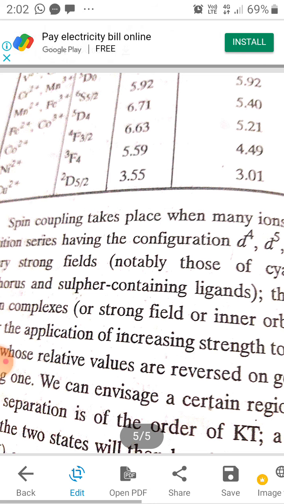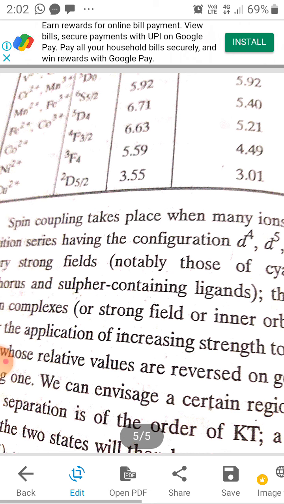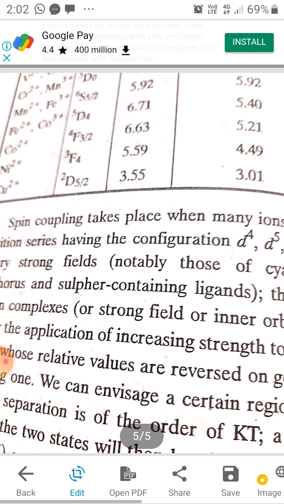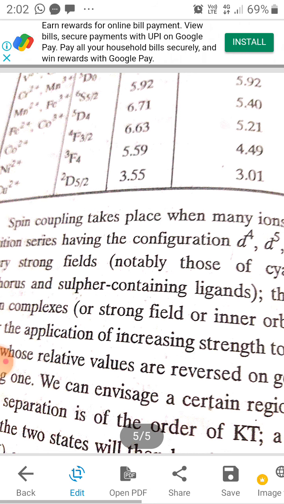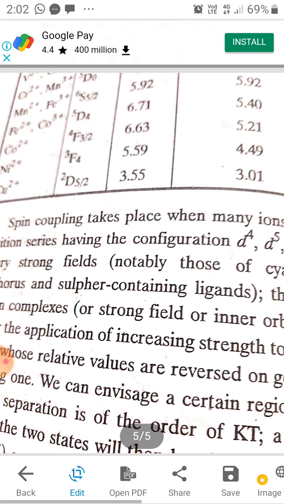This type of Russell-Sanders coupling shows that when there is one unpaired electron, mu is nearly equivalent to 1.7. When there are two unpaired electrons, 2.8, 3, 3.7, 4, 4.8, 5, 5.7. Then again it decreases to 4.3, 2.9 and 1.9.